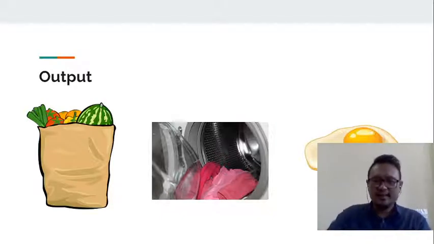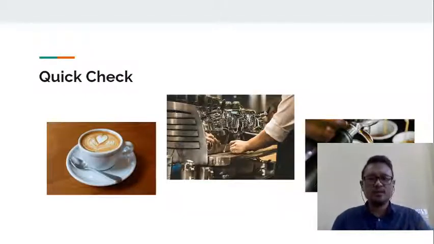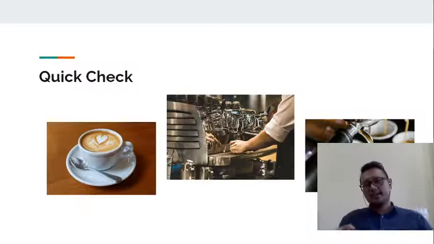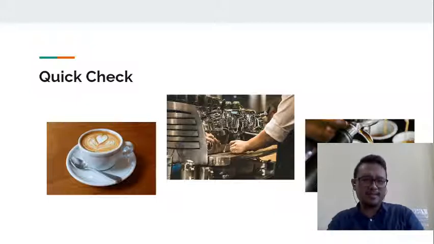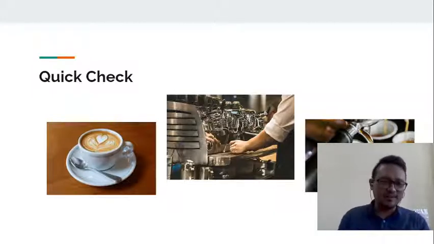Okay? Now, quick check. Which one is input, process, output? I think you know already. It's about coffee making. You know already about this quick check. Coffee making: input, process, output, right?